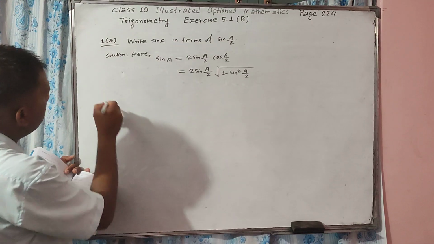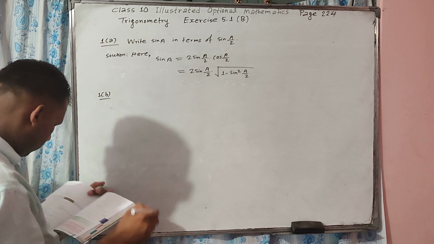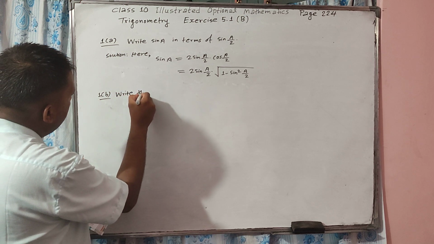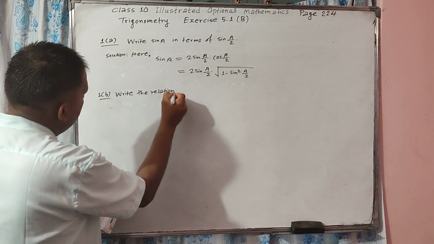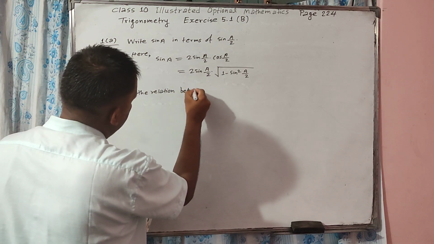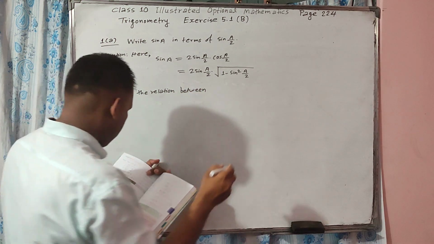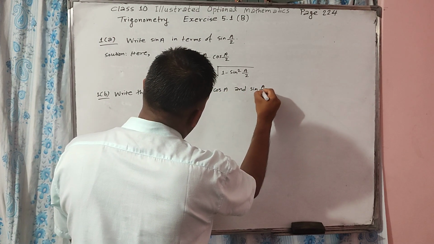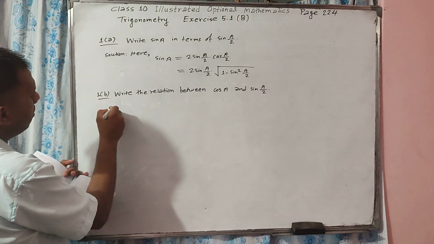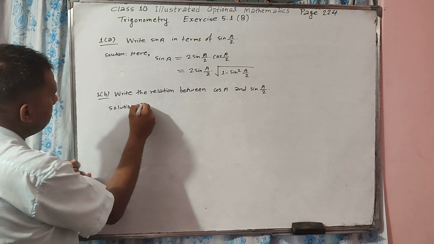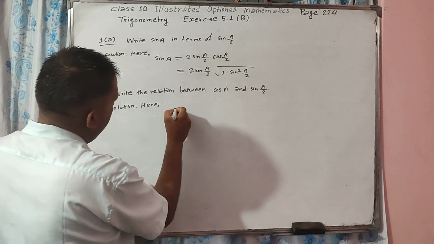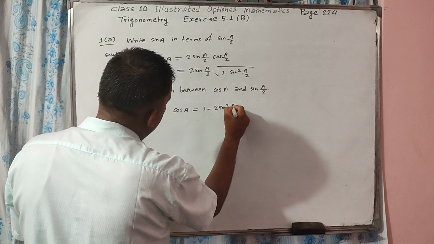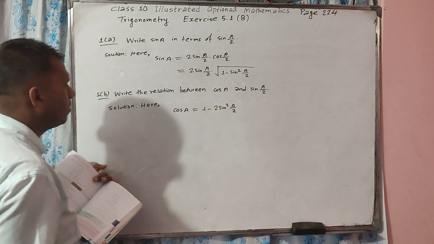Now question number 1b. Write the relation between cos A and sin A by 2. Now its solution here. Cos A equals 1 minus 2 sin square A by 2.